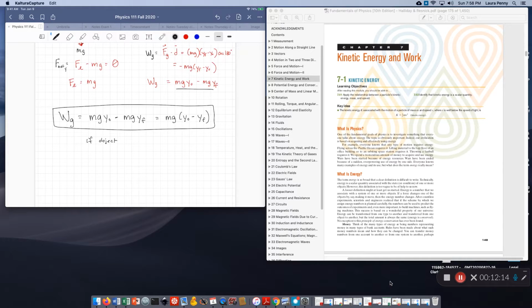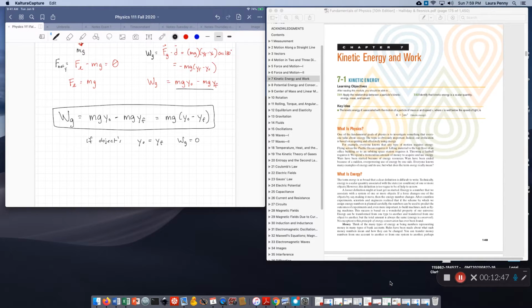If an object's y initial equals y final, then the work done by gravity is zero. It doesn't have any displacement in the y direction. The only thing that matters with gravity is if it's changed the height. If you've changed the height, then there'll be some gravitational work done. If you haven't changed the height, then gravity hasn't done any work. And that makes sense because gravity works along height.